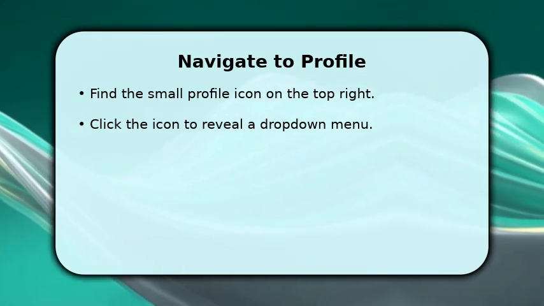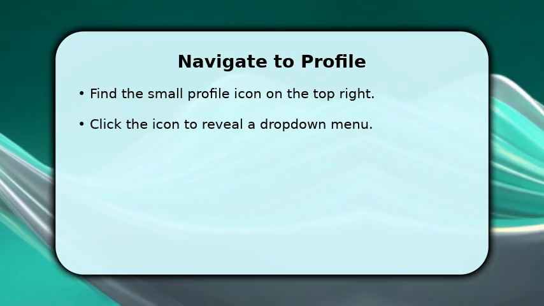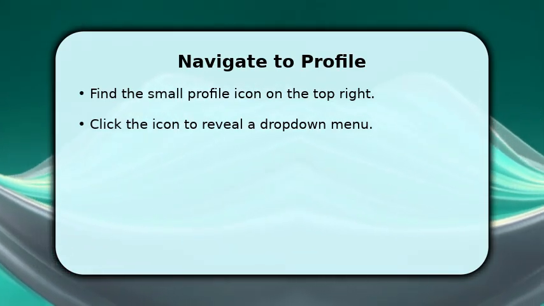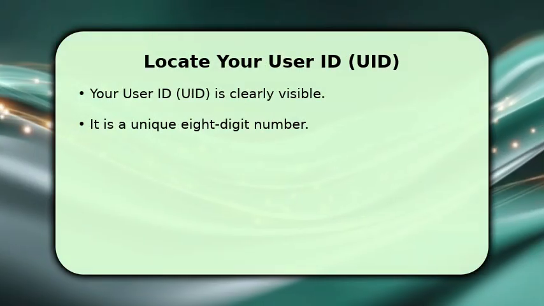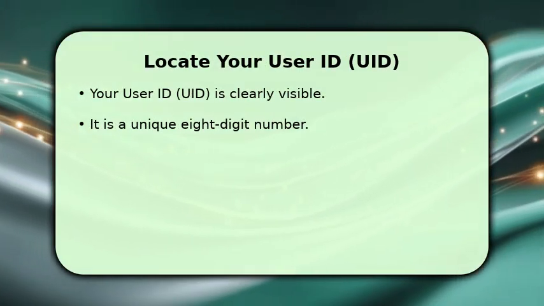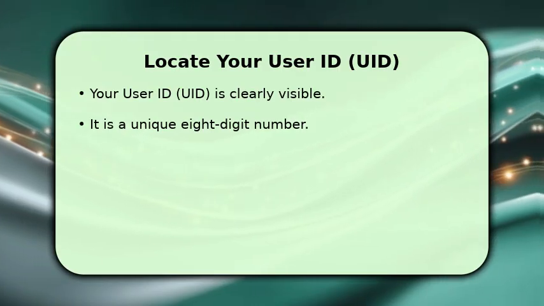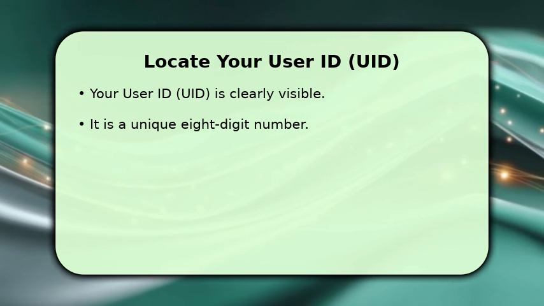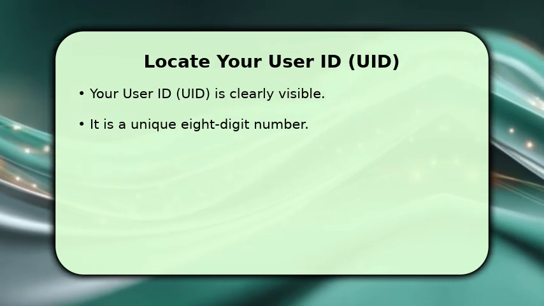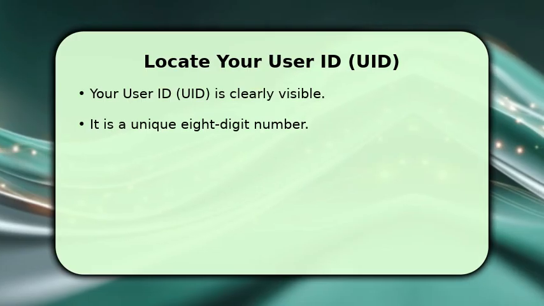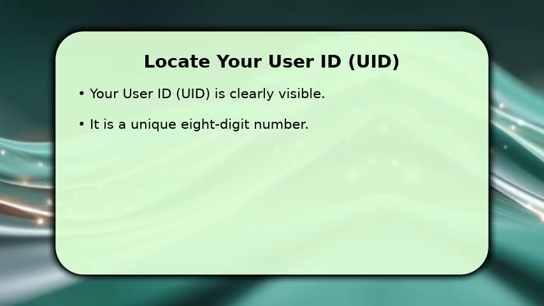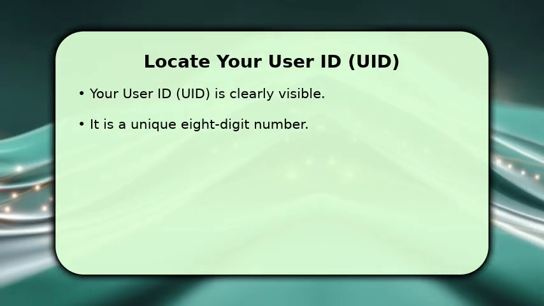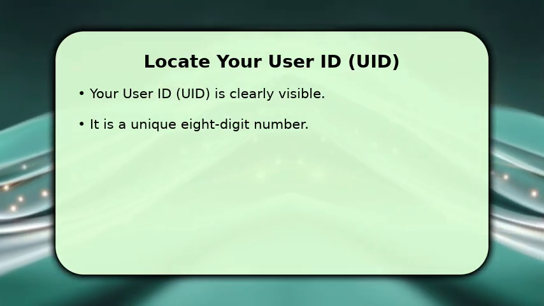Click on this icon and a drop-down menu will appear, showing various options related to your account settings and personal information. Within the drop-down menu, you'll quickly spot your user ID, often labeled as UID or user ID. It's typically a prominent numerical value, usually an 8-digit number, displayed near your email address or username. This unique identifier is crucial for many interactions within the Binance platform and for support.